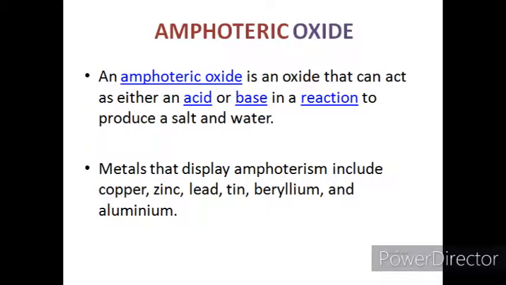Next we will discuss amphoteric oxides. There are some metallic oxides which have the ability to react with both acids and bases to produce salt and water. Those metallic oxides are known as amphoteric oxides. Metals which show this behavior are copper, zinc, lead, tin, beryllium and aluminium.